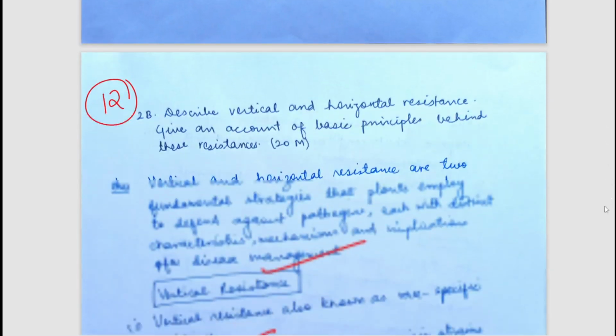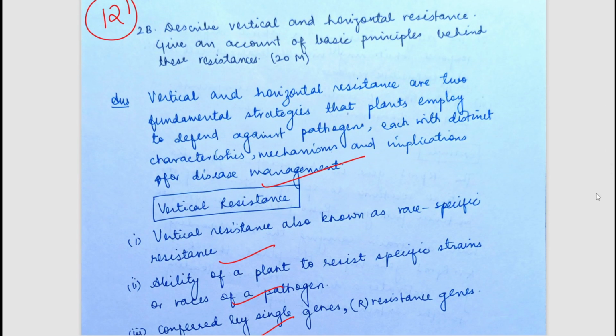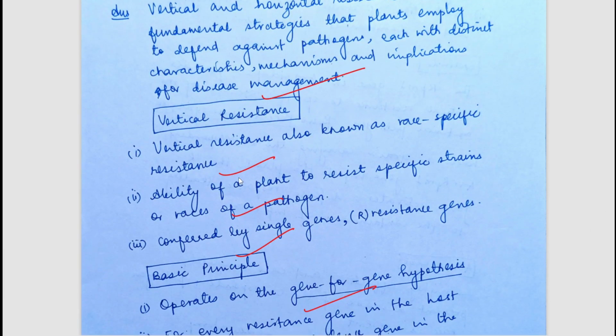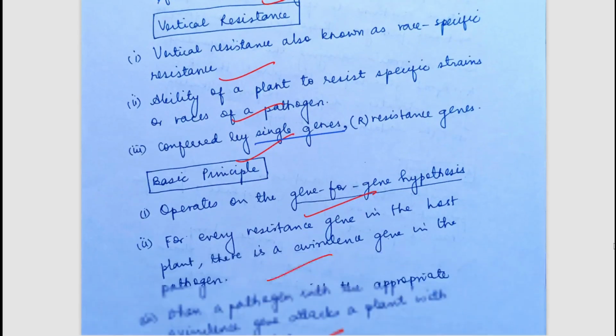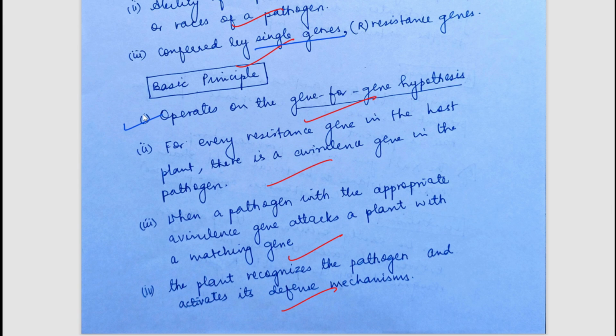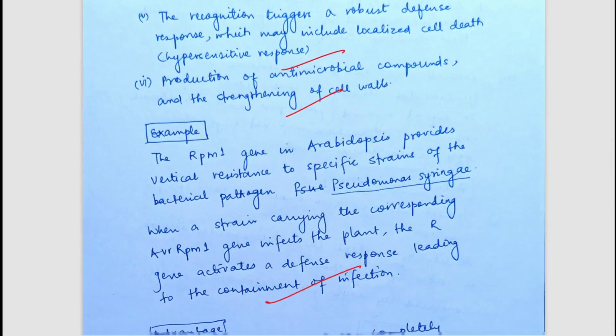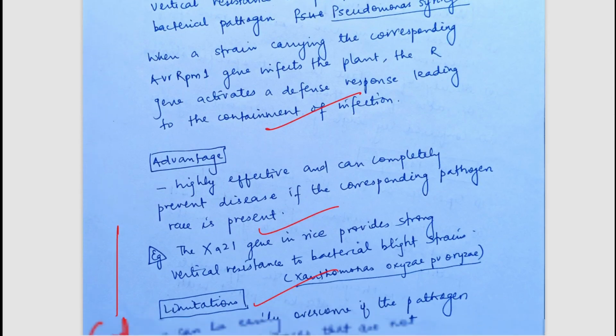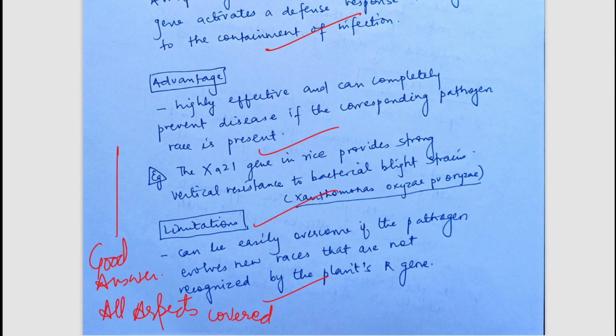The next question is, describe vertical and horizontal resistance. Give an account of the basic principle behind the resistance. So we all know what vertical resistance is. Here the plant is able to resist specific strains or races of pathogens. It is conferred by single genes or resistant genes. Its basic principles have been mentioned. That is, it operates on the gene for gene hypothesis. You can pause and read the answers. Examples have been mentioned. Advantages have been mentioned. Limitations have been mentioned. So very well written answer.